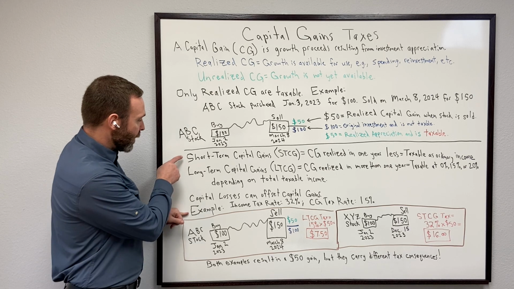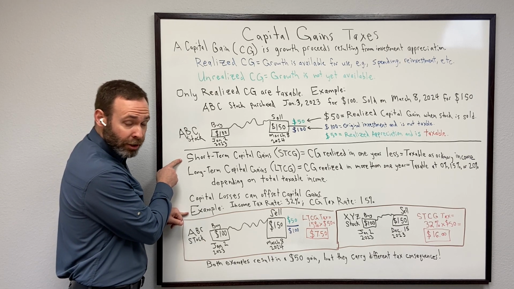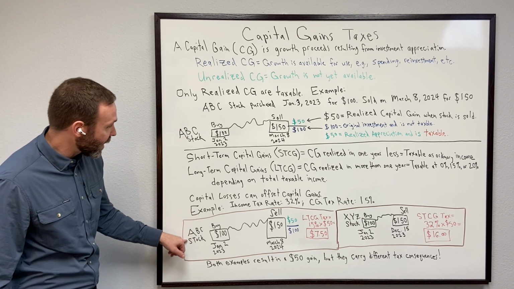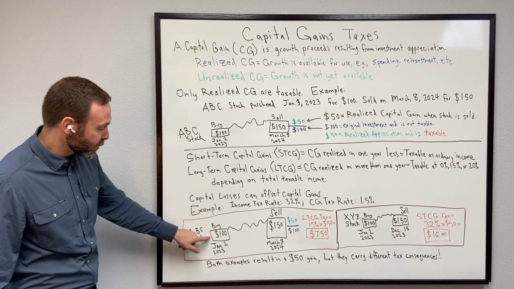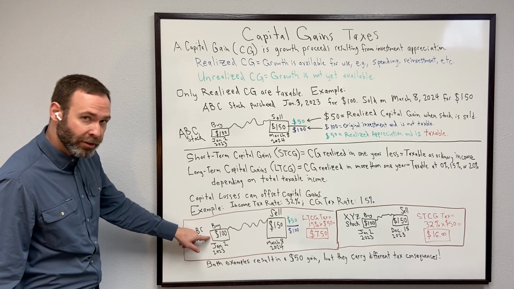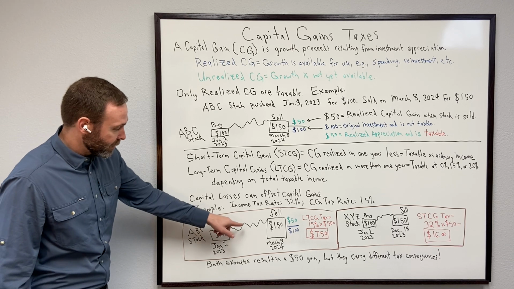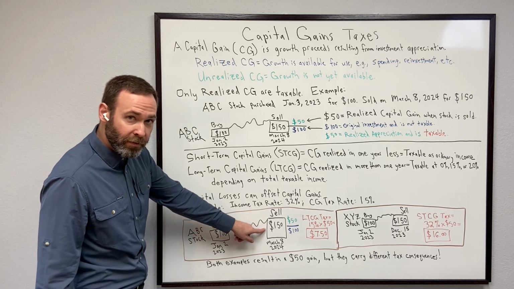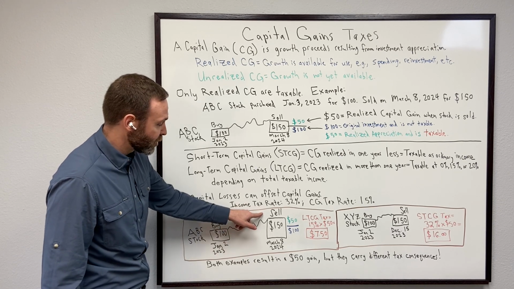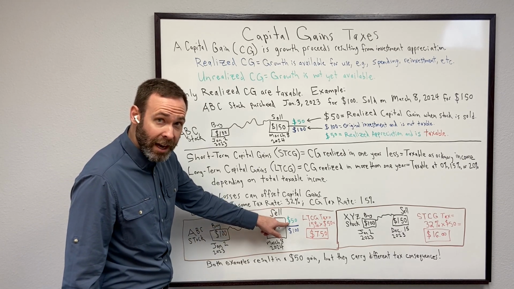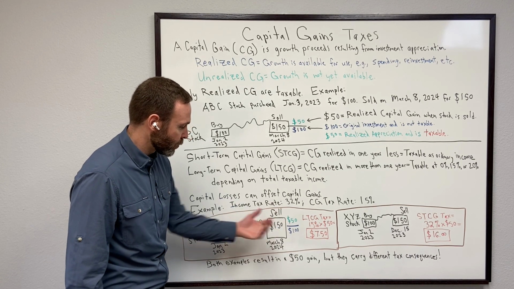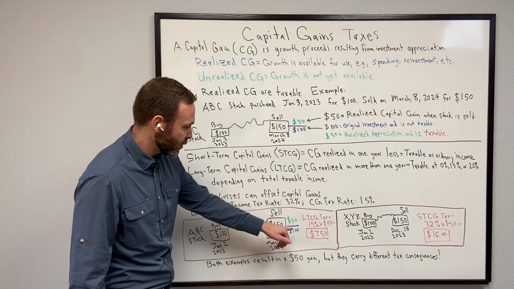Here's an example of long-term and short-term capital gains. So ABC stock, this is the same example here, was purchased on January 2nd, 2023 for $100 a share. It grew to $150 on March 8th, 2024 and was sold. The $50 is the realized capital gain. The $100 was the original investment returned to the investor.